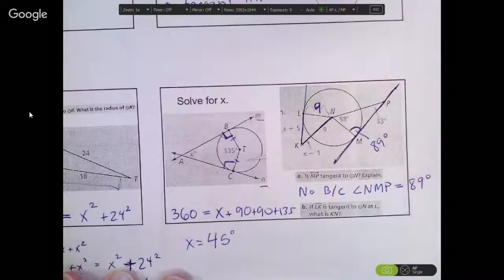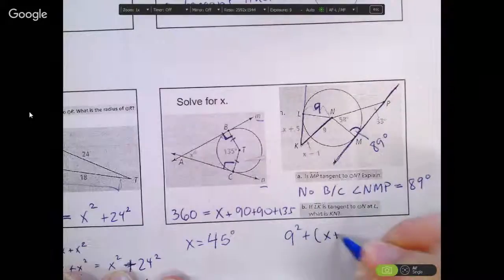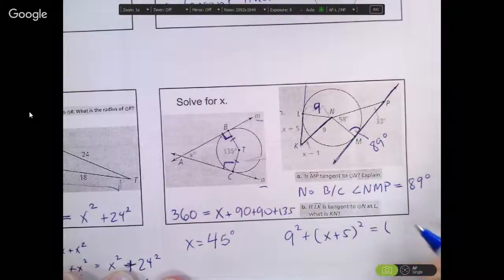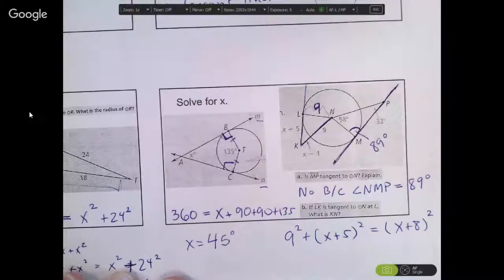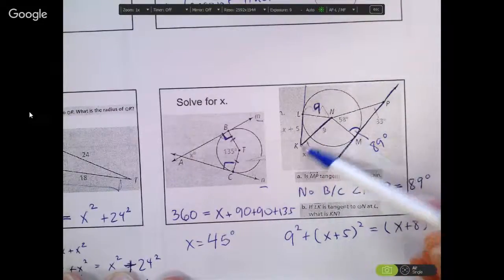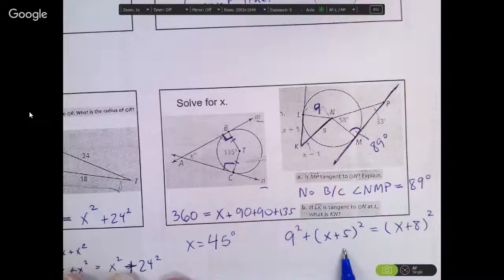So help me out here. It's 9 squared plus parentheses x plus 5 squared is equal to parentheses x plus 8 squared. Wait, can't we just, because the minus 1. Why did he say 8? Because minus 1 and 6. Okay, because this is x minus 1. We have to combine these to get my hypotenuse. Can't we just add 5 to 9? Why can't we do that? Well, because order of operations says do what first?